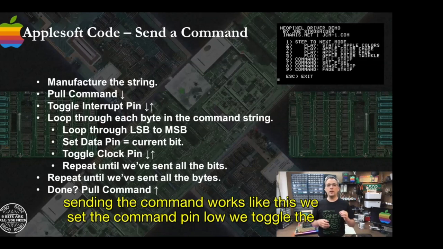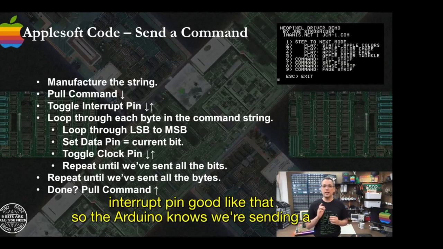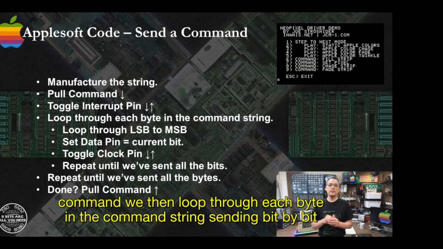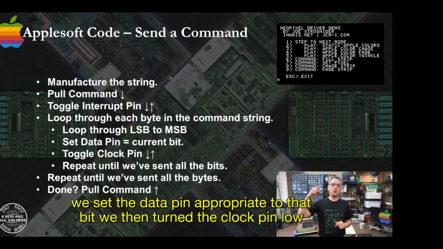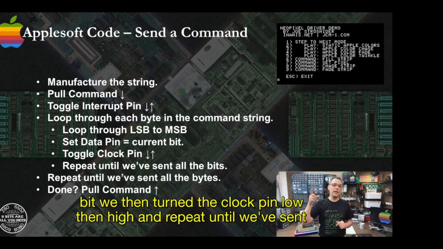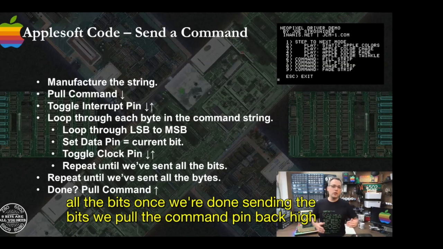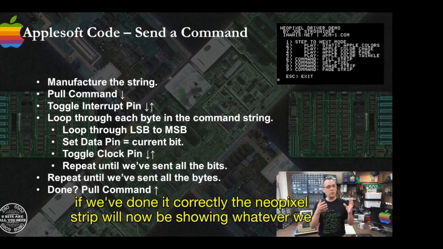We set the command pin low, we toggle the interrupt pin, like that, so the Arduino knows we're sending a command. We then loop through each byte in the command string, sending bit by bit. We set the data pin appropriate to that bit. We then turn the clock pin low, then high, and repeat until we've sent all the bits. Once we're done sending the bits, we pull the command pin back high. If we've done it correctly, the NeoPixel strip will now be showing whatever we told it to show.